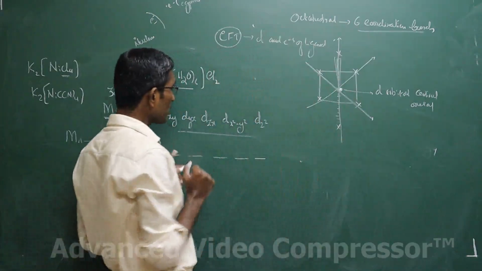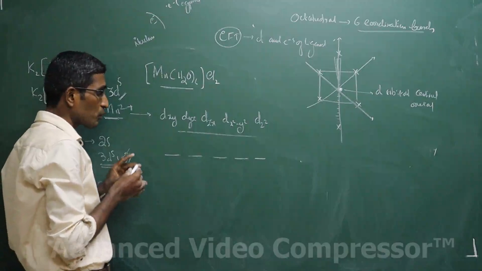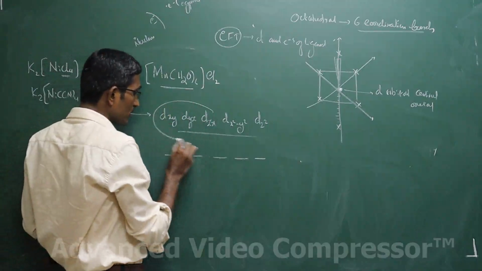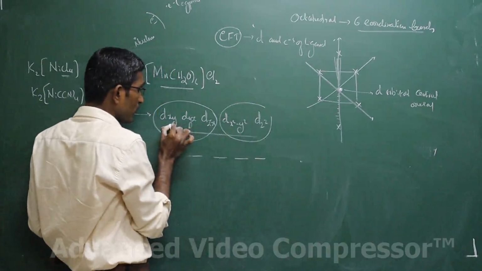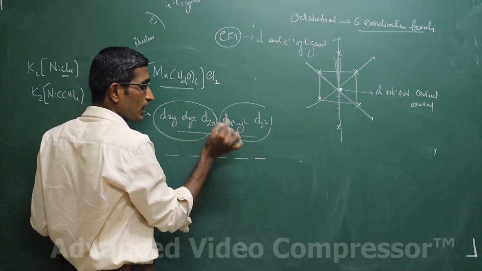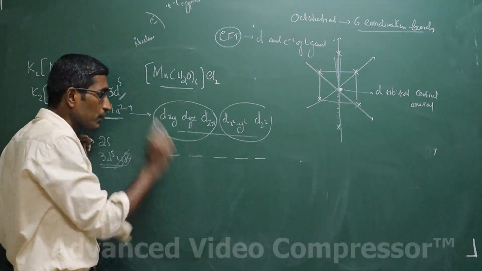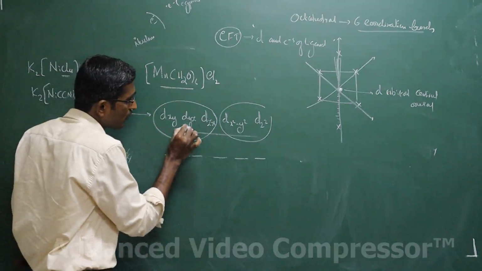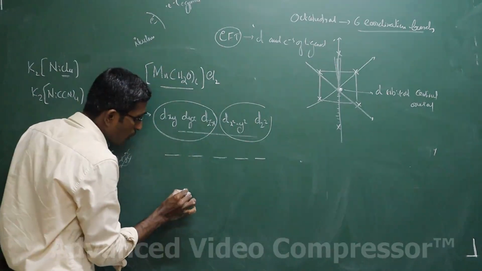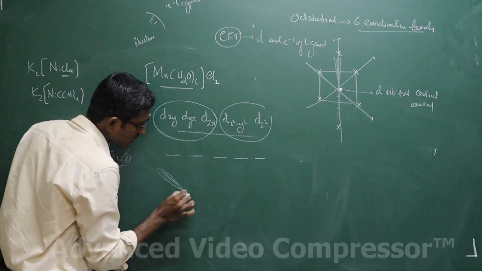But let us take a look at the d orbital. Don't you think that there are 2 kinds of d orbitals we have? One set is this, another set is this. Right? One set is dxy, dyz and dzx, another set is dx square minus y square and dz square orbital. Because if you consider the nature of dxy, dyz and dzx orbitals, lobes of the d orbital will be present between the coordination axis.